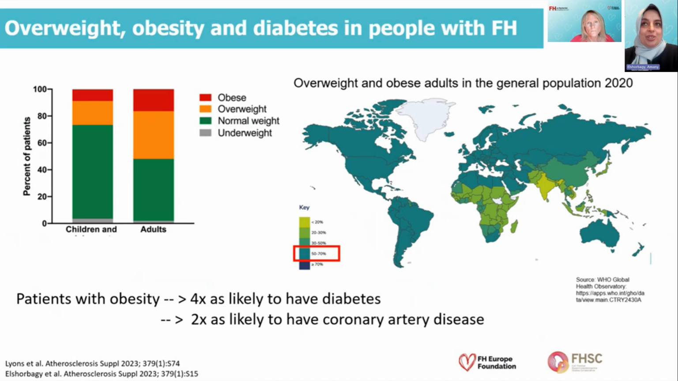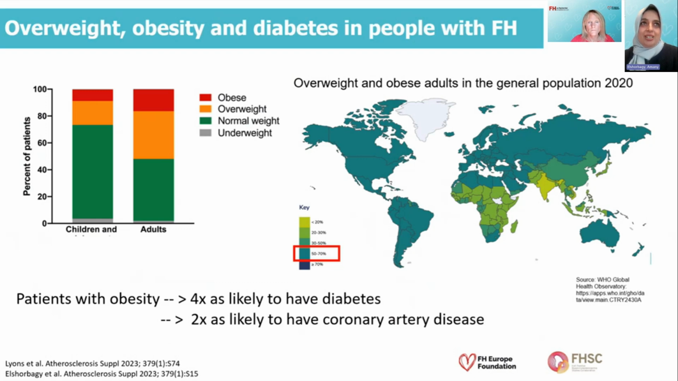None of them leads to the other, but the thinking is that if a patient with FH is already at increased risk of cardiovascular disease from their genetically high LDL cholesterol, then it would be very helpful if that patient also managed body weight and exercise to decrease the risk of developing diabetes and coronary artery disease.